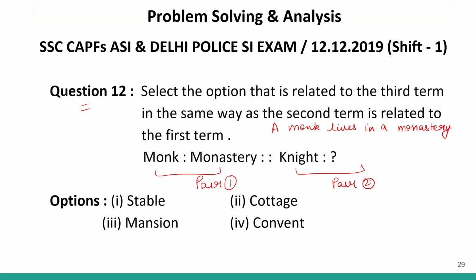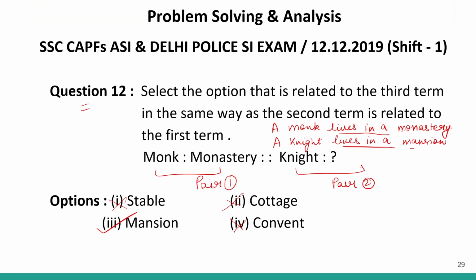Similarly, I have to find the relation for knight. So I can say that a knight lives in a mansion. Will a knight live in a cottage? No. Stable? No. Convent? No. So a knight lives in a mansion. So mansion, which is option number 3, will be the correct answer. Because over here we have lives in a. So we found the same logic.